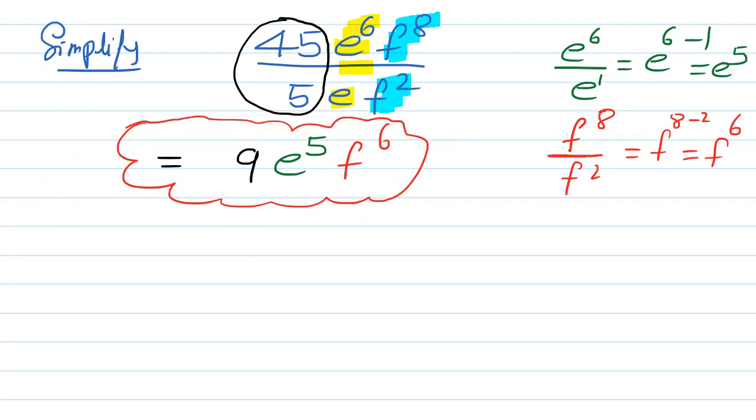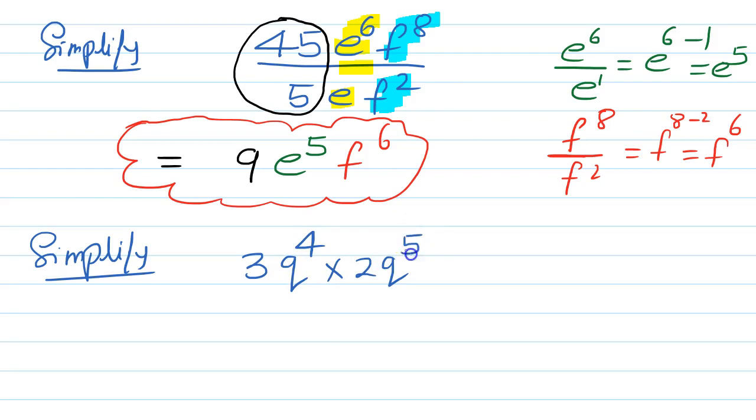Okay, let's see another question. Simplify, another simplify. So the question is 3q4 times 2q5 divided by q3. Okay, so what we can do here, multiply number with number, like 3 times 2, that is 6. Okay, now if you see here, q is here, q is here, q is here.